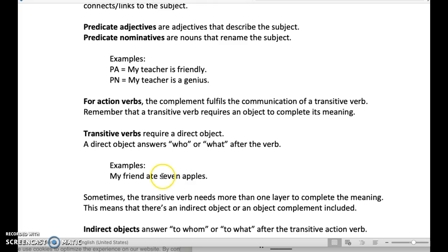Don't worry about 7. 7 is just a modifier for apples, right? It's just answering how many. It's just a simple adjective. So the substructure of this one is a subject, verb, and a direct object.